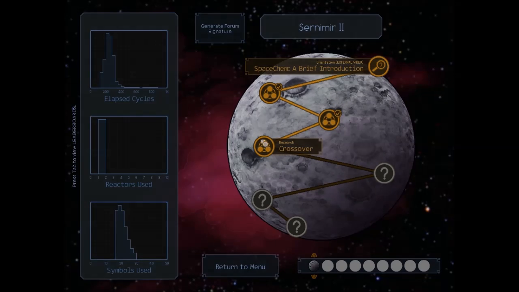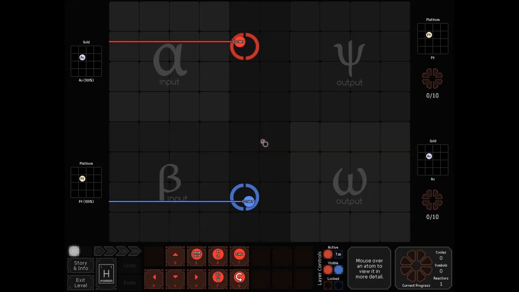Crossover. So let's do crossover. Now, crossover makes things more complicated. You start out with gold coming in the alpha channel and platinum in the beta, but you have to output the platinum to the psi, and the gold has to go out through the omega channel. So I'm just going to do this relatively quickly. Now, one thing is you can't actually have these things collide. That's an important problem here. So I'm just going to do the shortest route for this one.